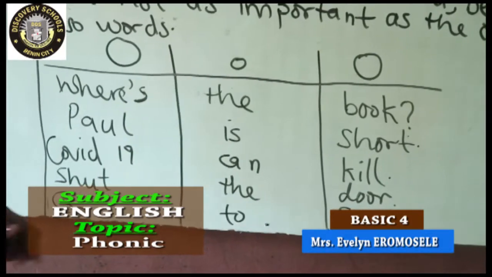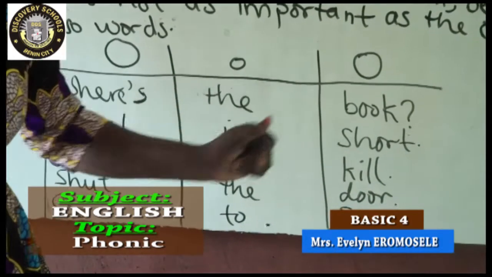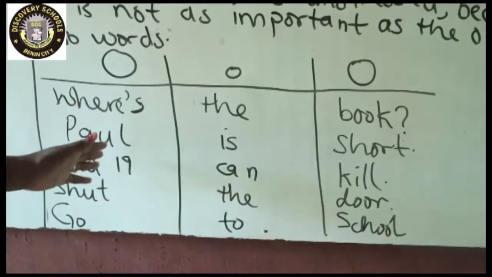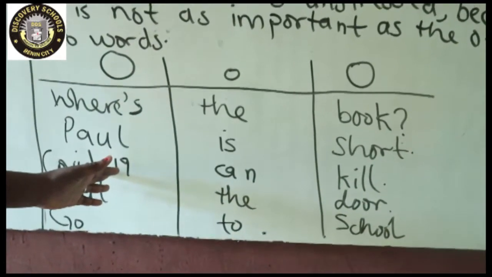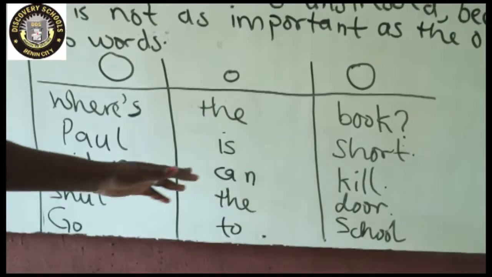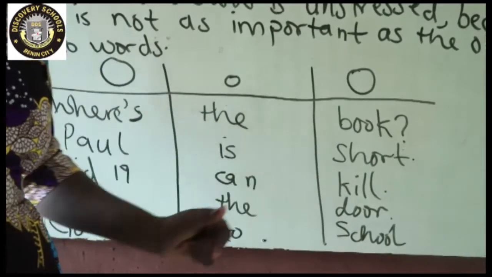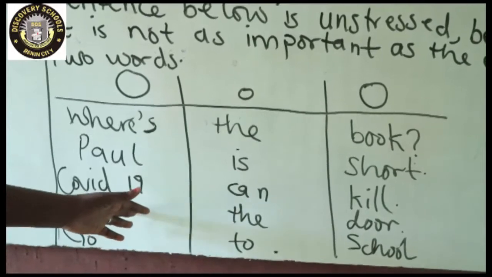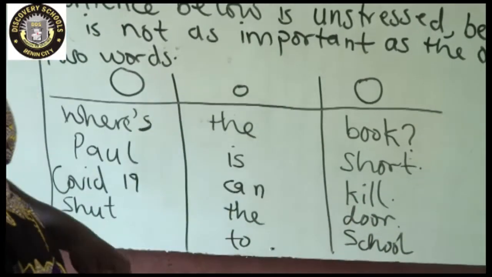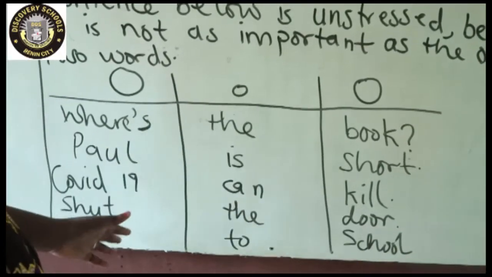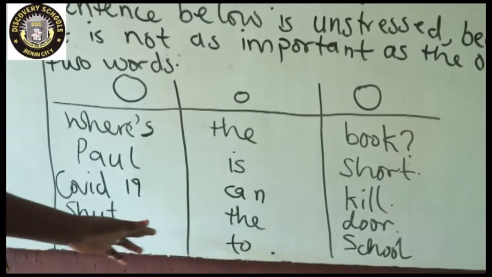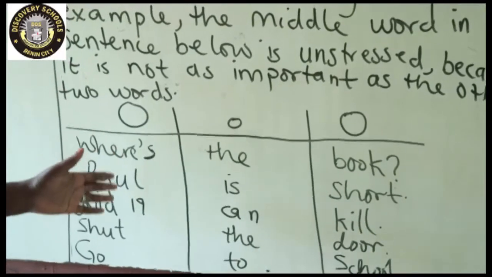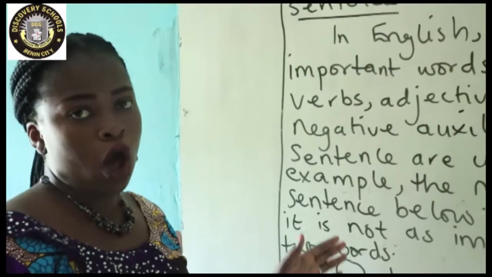Then let's go to the third sentence. COVID-19 can kill. If you look at this particular sentence, you will discover that the first word, COVID-19, is a noun, so it is stressed. Can is not stressed, kill is what? Stressed. Then we have shut the door. Shut here is stressed, the is not stressed, and door is stressed. Go to school. Go is stressed, to is not stressed, and school is stressed. So the stressed words here are shown with the capital letter O.